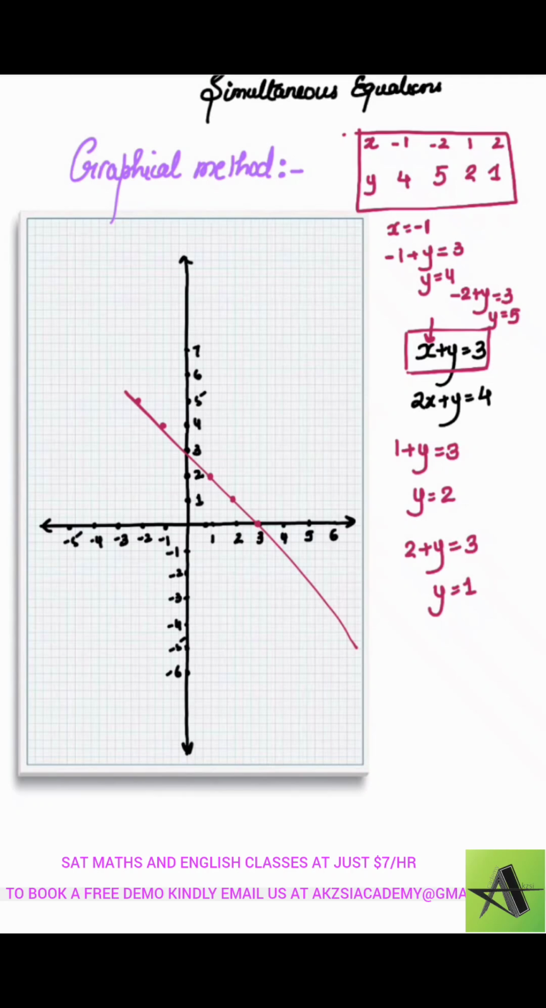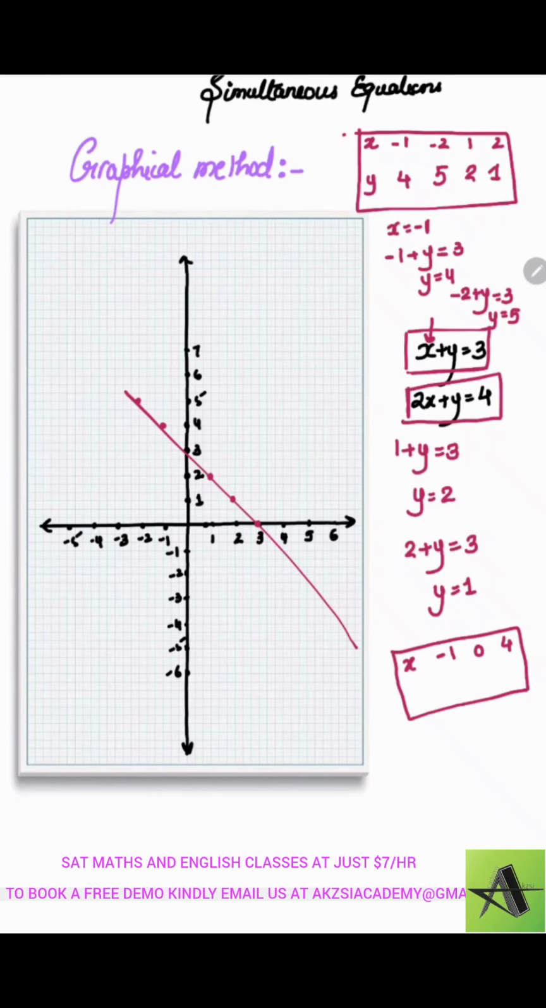Similarly, moving on to the next one, 2x plus y equals 4, we have to do exactly the same thing, which means making a table. I'm just making a table and selecting some random values. I'm just taking 3 values only. Let's say -1, 0, and 3. I've just picked random numbers. Or we can pick 2 as well, whatever is more convenient, or 4.